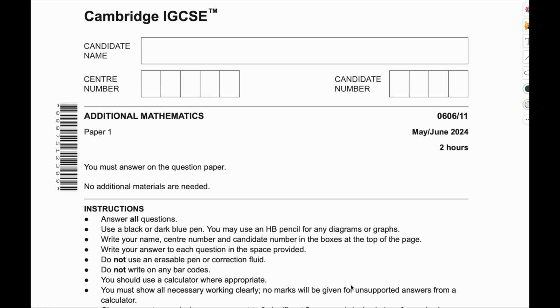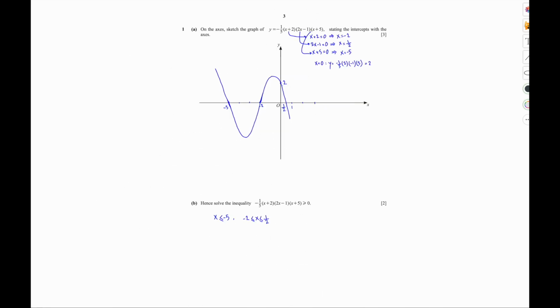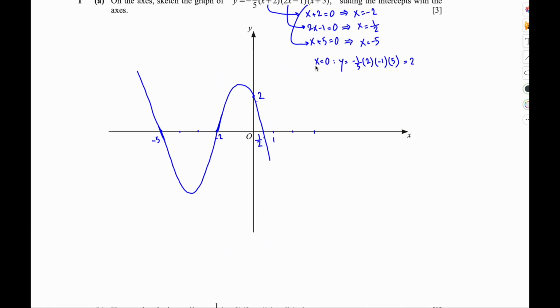The paper I've selected today to go through with you guys is the Add Math paper from May-June 2024. This is paper 1, time zone 1. So without any further ado, let's go ahead and start with question number 1.